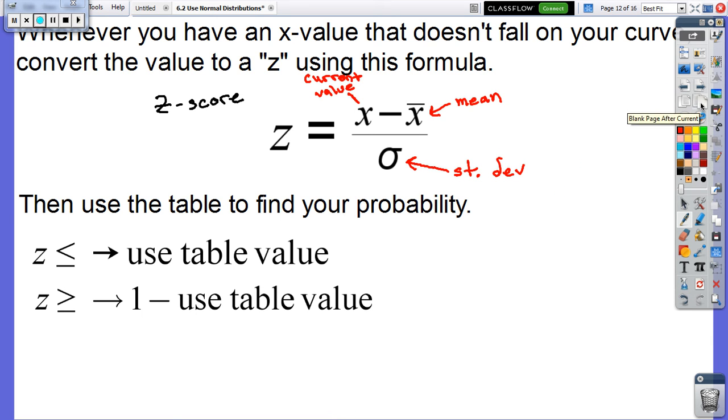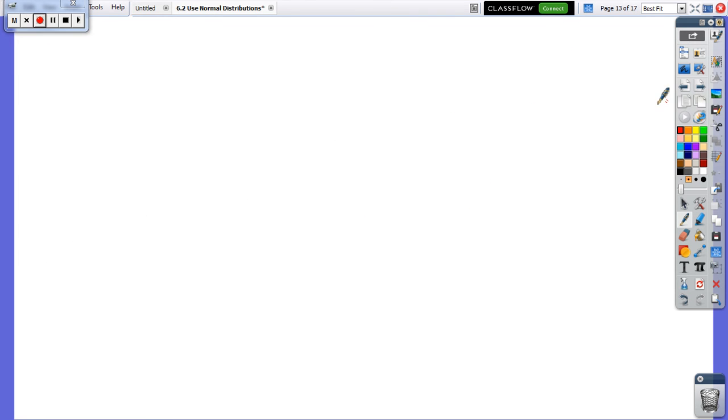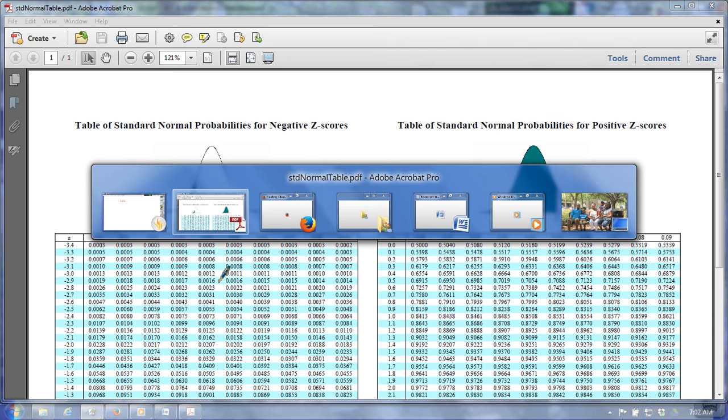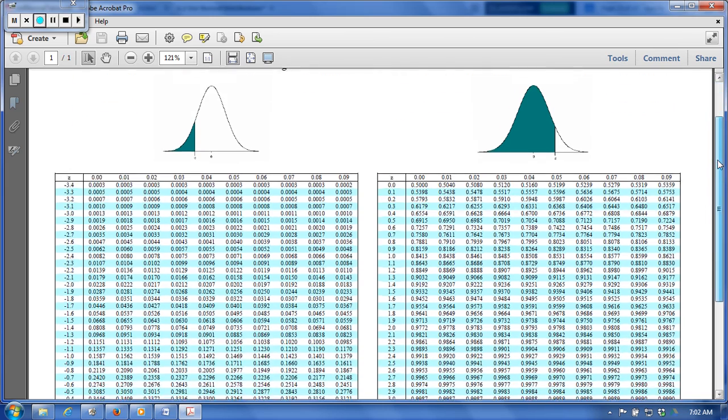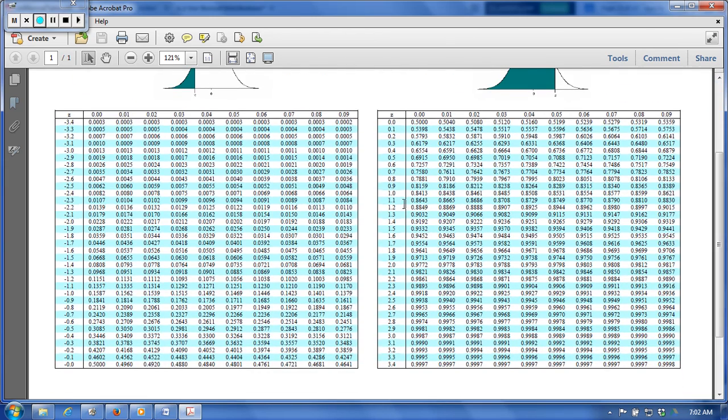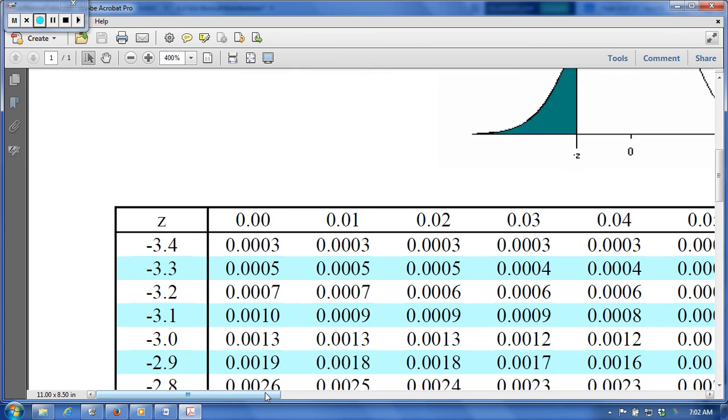So let's say that you have calculated a z, and let's say that z value ends up being 1.62. I just want to show you how to read this on your table. So let me go to my table, which is here. I hope y'all can see this. All right, so over here I have my negative side, over here is my positive side. 1.62, I definitely need my positive side. I'm gonna zoom in over here.